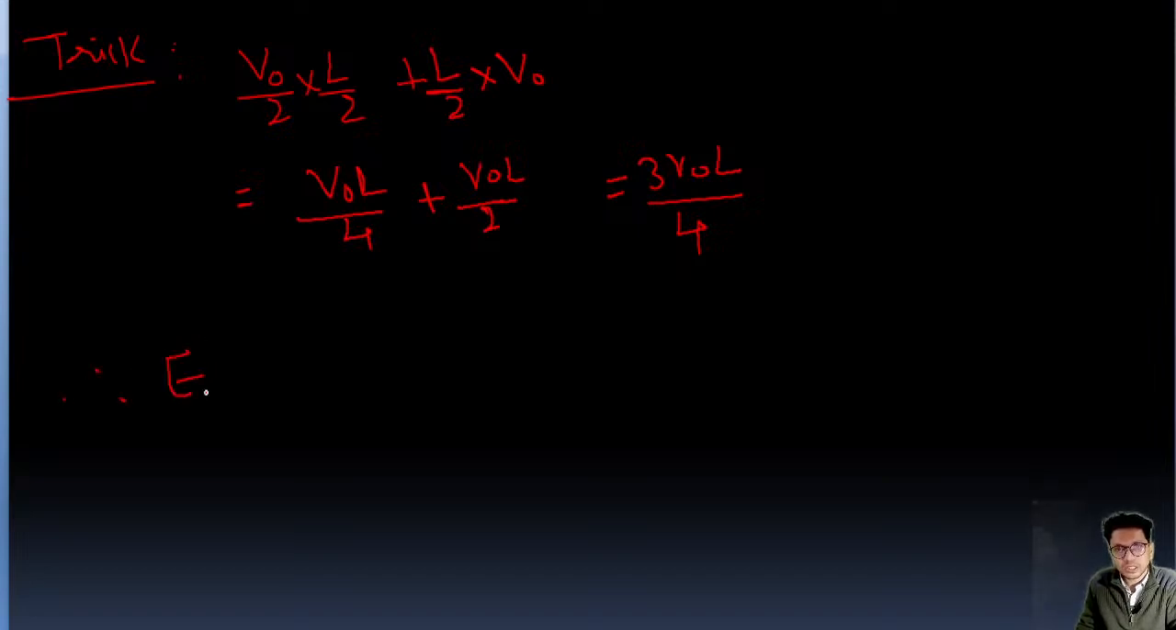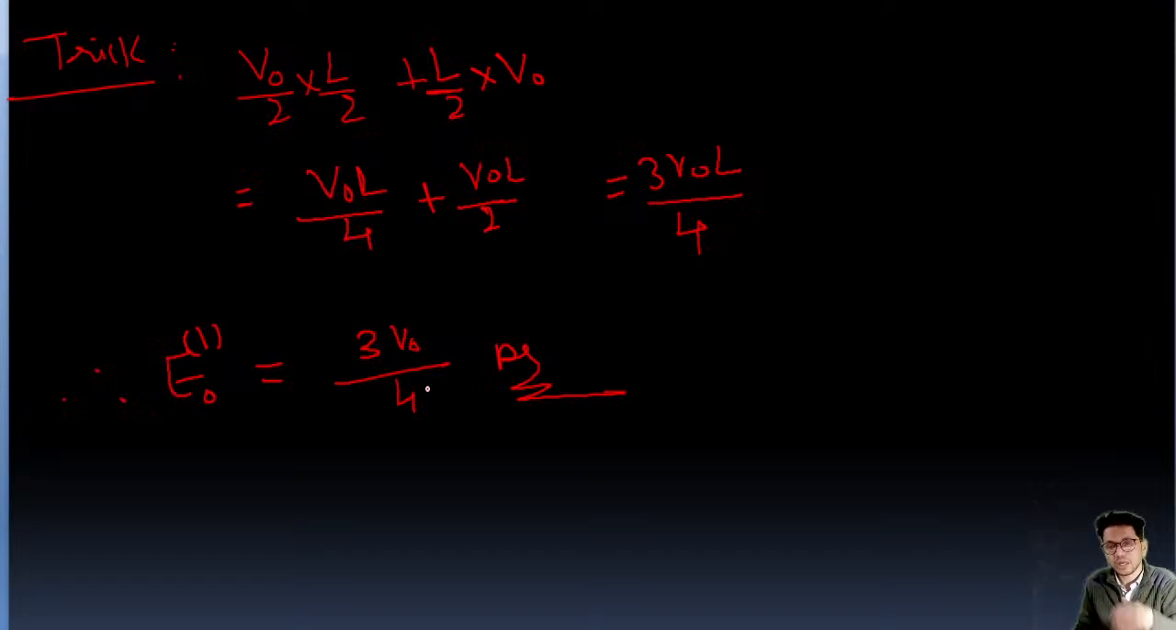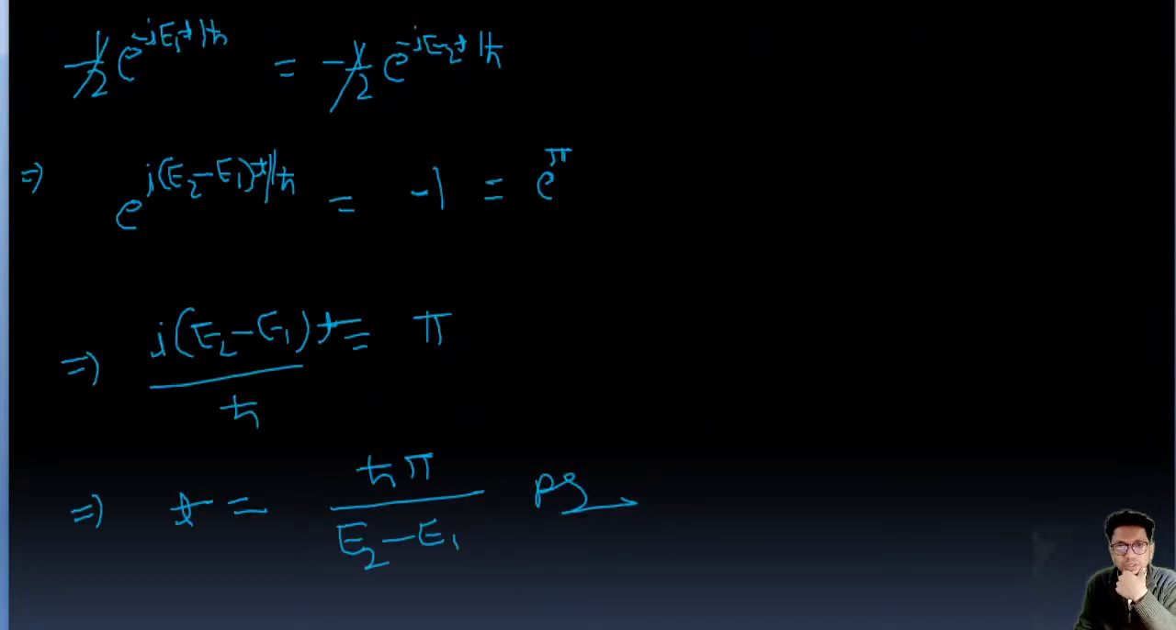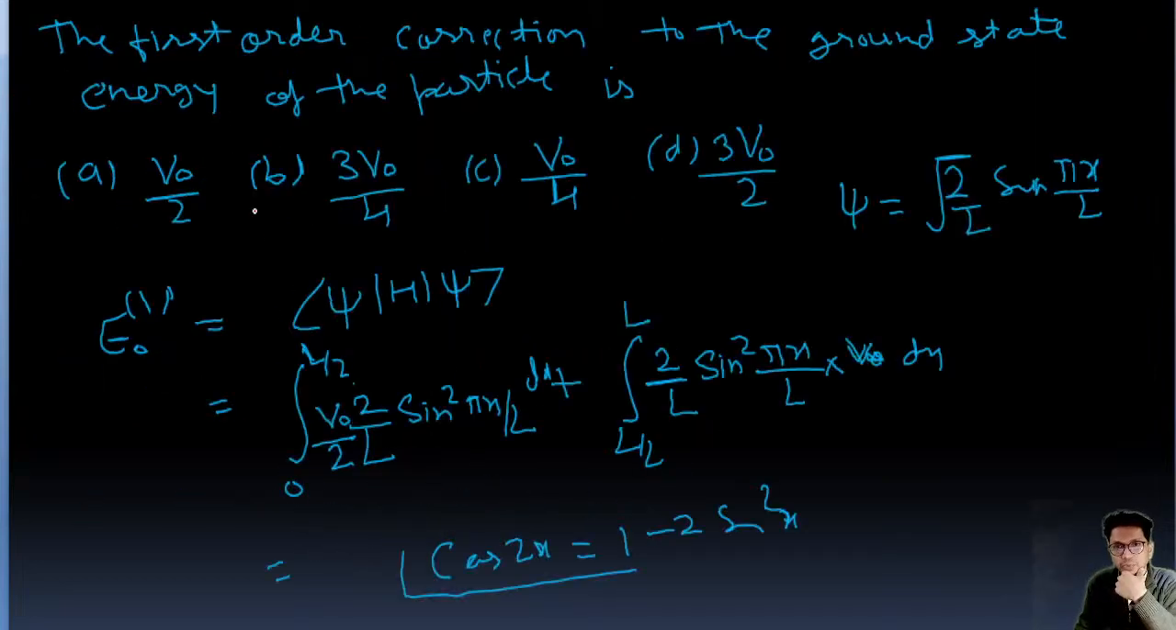So therefore the correction to the ground state energy in first order is going to be, we'll remove the L, so this is going to be 3 V naught upon 4. This is the answer. So very simple, right? We have got the answer quickly. Okay, so this is the answer, guys. We'll check which option is matching here. So option number B is the correct one. Okay, so this is question number 3.